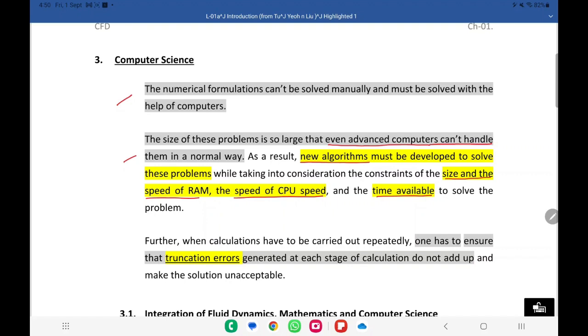So there is a tug of war going on. The scientist is saying, okay, I simplify the problem. Mathematics is saying, okay, I find a different technique to solve it. The computer people are saying, okay, I increase the size and the speed of the computer so that we can solve bigger and bigger problems.